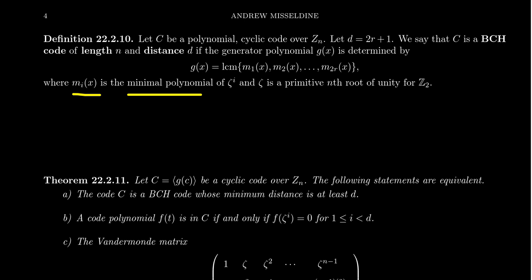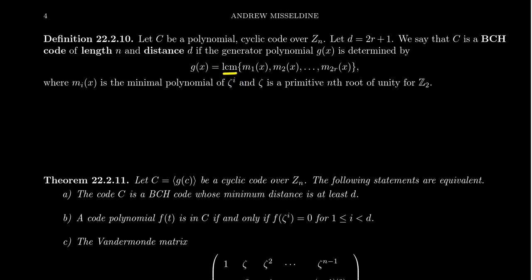So these polynomials m_i(x) are in fact cyclotomic polynomials. So we could call this like phi of such a thing. But of course, over finite fields, primitive nth roots actually can split from each other. And so there actually could be two cyclotomic polynomials of degree 5 or degree 15 or something like that. And so we'll just use m_i here to help us keep track of these things. So m_i is the minimal polynomial of zeta^i, where zeta was a primitive nth root of unity over Z_2.